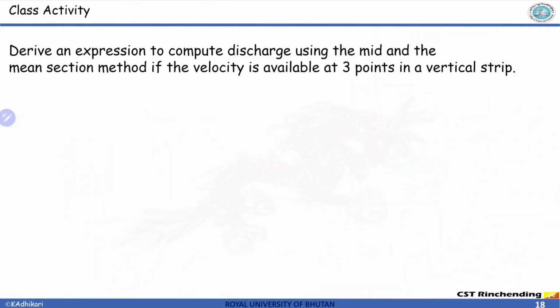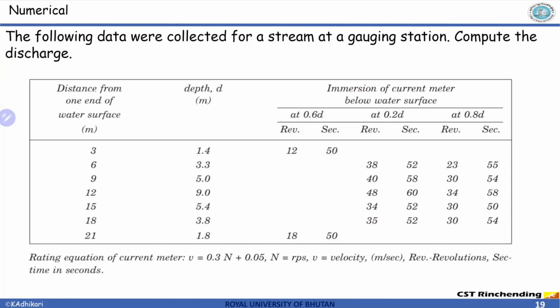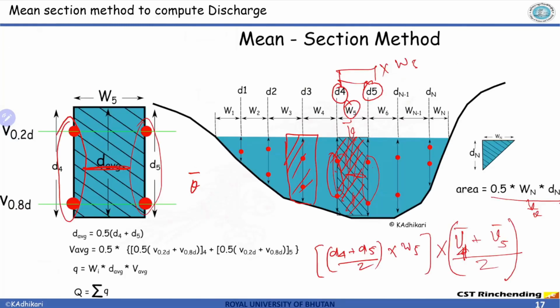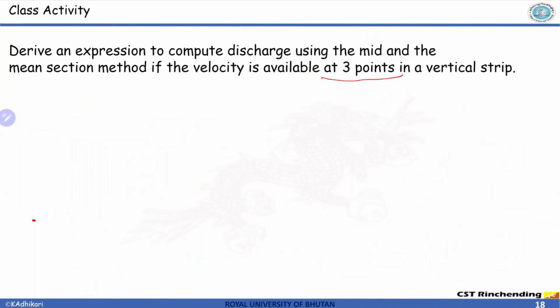So with this, there is one class activity for you. Derive an expression to compute discharge using the mid and mean section method if velocity is available at 3 points. You can see in my derivation, this equation is valid only for 2 point measurements. Now if 3 points are available, how would this equation change? Simply, one more velocity component will come, right? So that derivation you are supposed to do. I assume that you would do this.